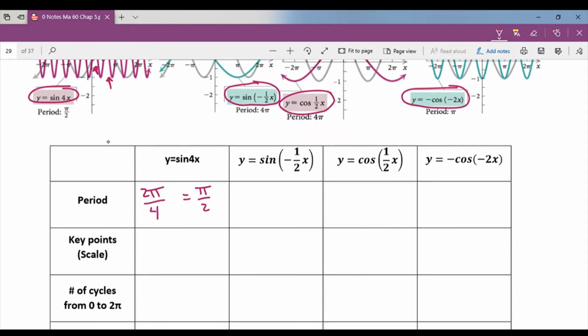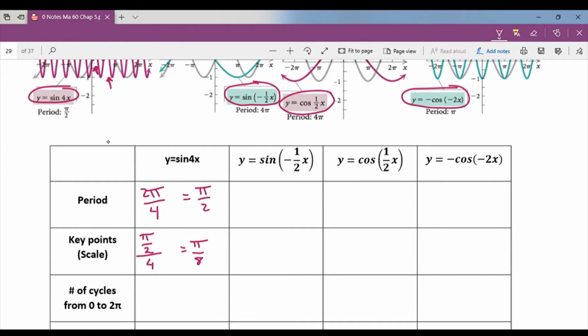So our key points in 2 pi happened every pi by 2. If my period is now pi by 2, and I have to fit 4 key points in that pi by 2 graph, it means that my key points are going to happen every pi by 8. So I'm getting 4 key points between 0 and pi by 2. So they're going to happen every pi by 8.